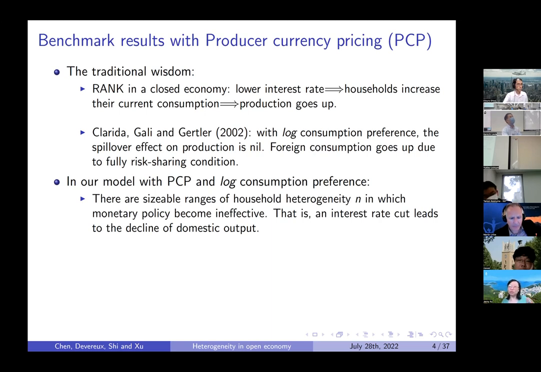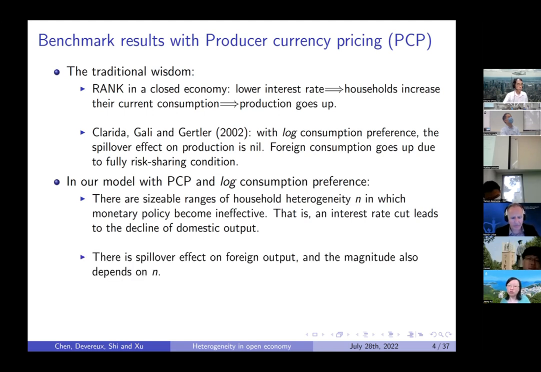In other words, an interest rate cut is going to lead to a decline of domestic output. There's also going to be spillover on the foreign output, not like in the standard model. With log consumption, there will be no spillover. Actually, there is going to be spillover, and the spillover is going to also depend on N, the household heterogeneity.